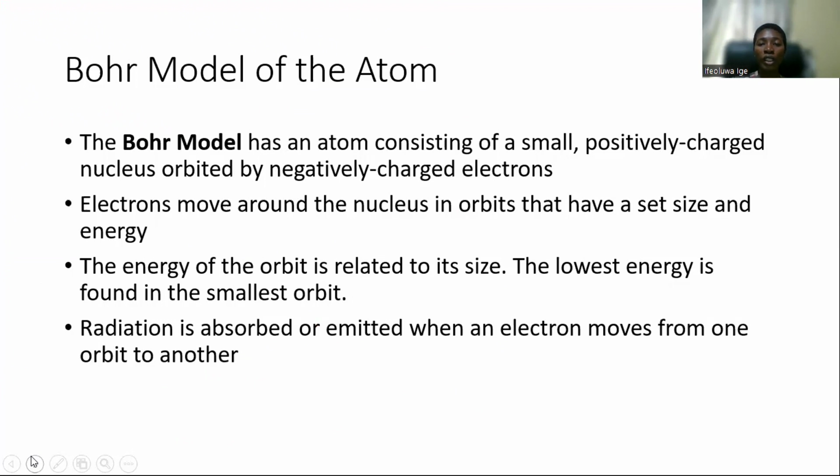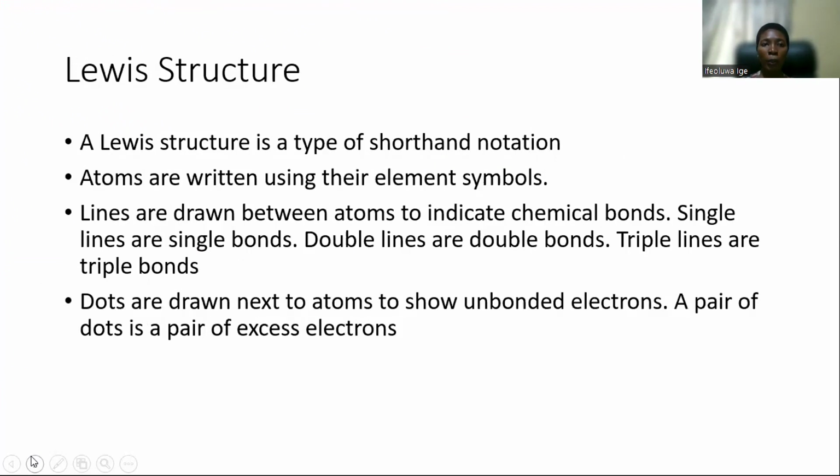Electrons move around the nucleus in orbits that have a set size and energy. Also, the energy of the orbit is related to its size. The lowest energy is found in the smallest orbit. Radiation is absorbed or emitted when an electron moves from one orbit to another. That means energy is either released or absorbed when an electron moves from one orbit to another.